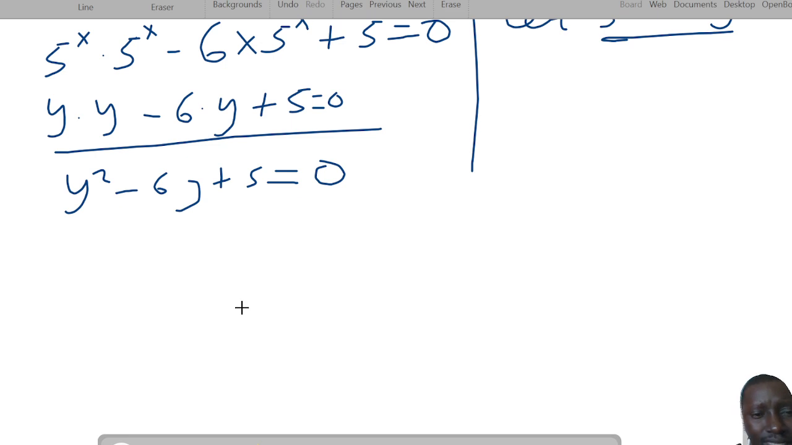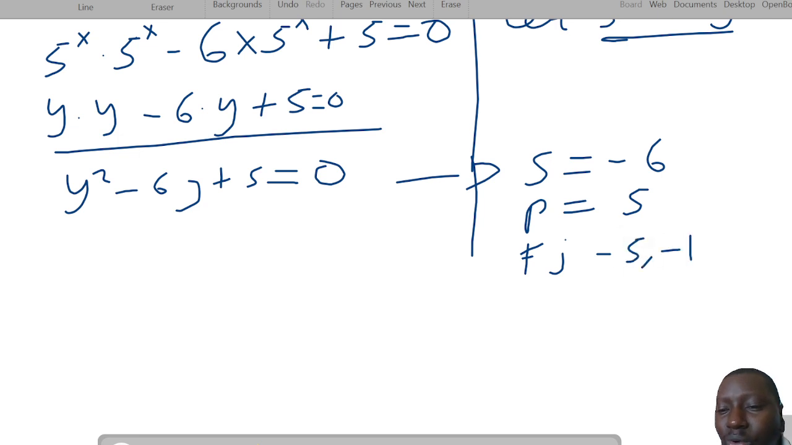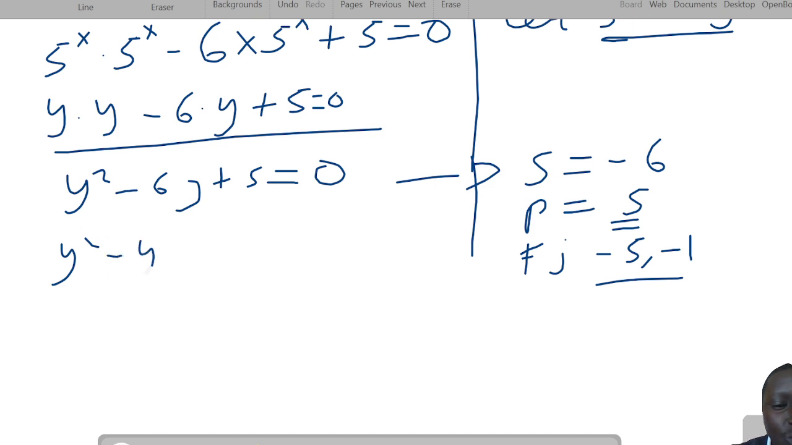So that means that I have to find two numbers whose sum is negative 6, whose product is 5, and such numbers we call factors. So what are those factors now? I think that is negative 5 and negative 1. When we add them, we get negative 6. When we multiply them, we get 5. So that implies that we're going to have y squared minus y minus 5y plus 5 is equal to 0. I group into two like that.